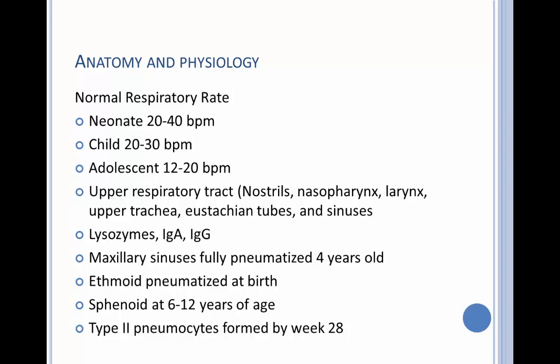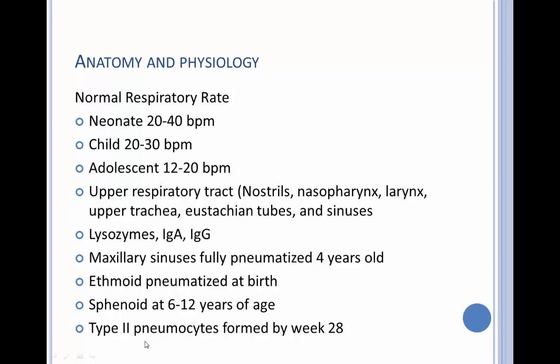The respiratory tract is also mediated by active and passive immunity, and lysozymes, IgA and IgG prevent infection and fully support the immune system of the respiratory tract. The sinuses are not fully developed: maxillary, for example, until 4 years of age, ethmoid until birth, and sphenoids at 6 to 12. So a child at 6 months of age could have ethmoid sinusitis, but not maxillary sinusitis.